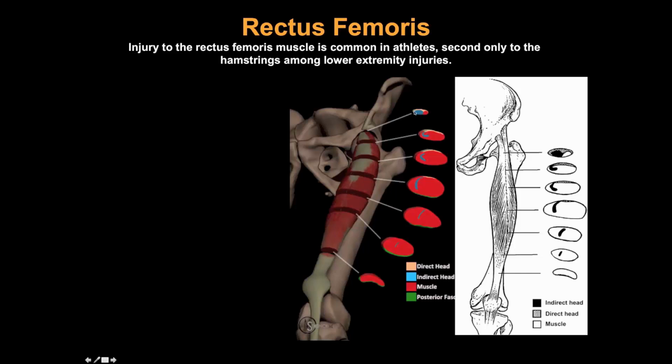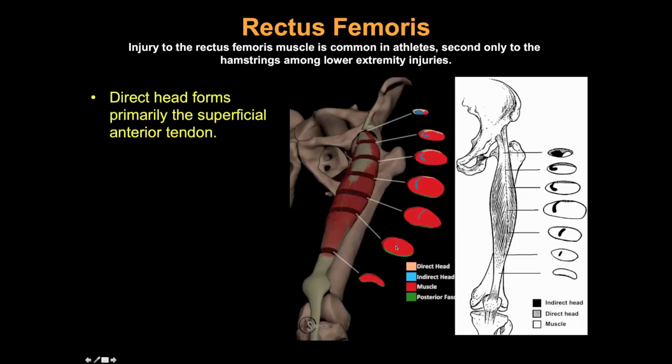So proximally, we'll have the direct head being anterior and the indirect being medially. As we extend distally, the indirect or reflected head will assume this comma-shaped structure within the muscle substance, while the direct head will have this flat appearance along the anterior aspect of the muscle belly. So here again, we see that direct head and that curvilinear structure within the muscle being the indirect head. So the direct head forms primarily the superficial anterior tendon.